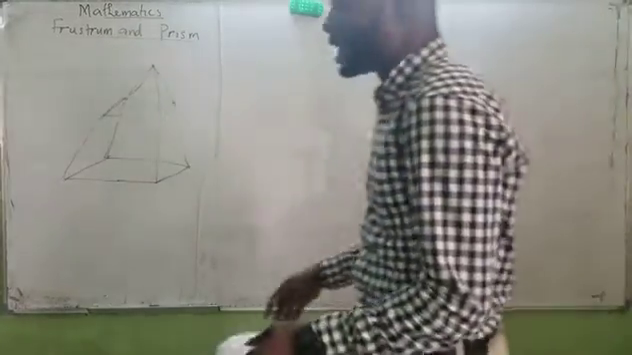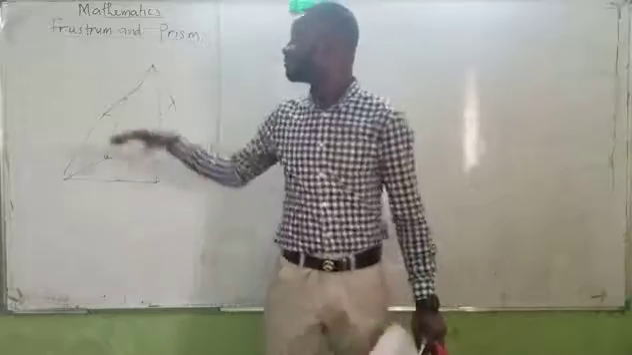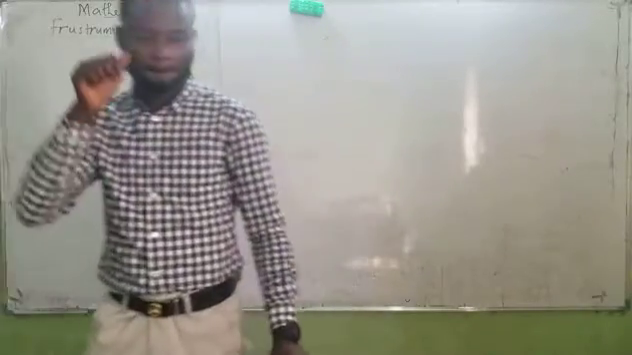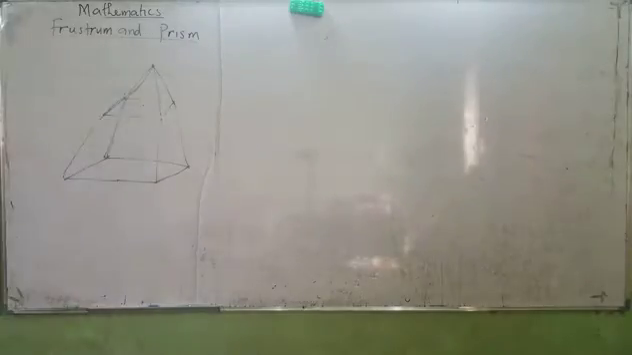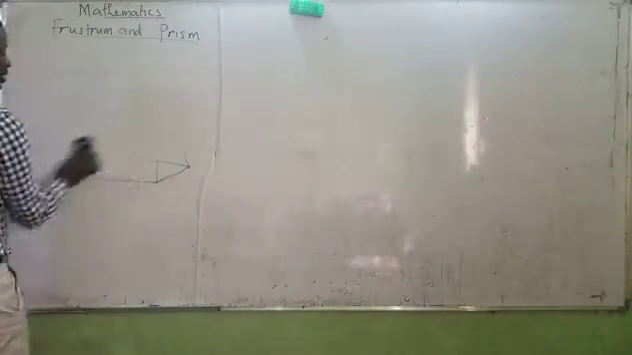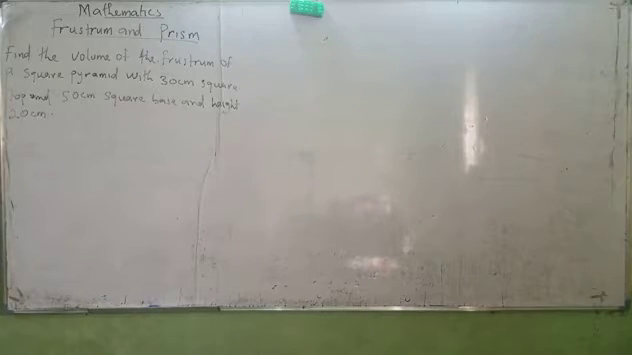Let me try to show an example that will help us understand frustum and prism. Permit me to rub it. I think with this explanation and example, you'll be very good to go. Now, look at this question. It's a very good example of what I'm saying.